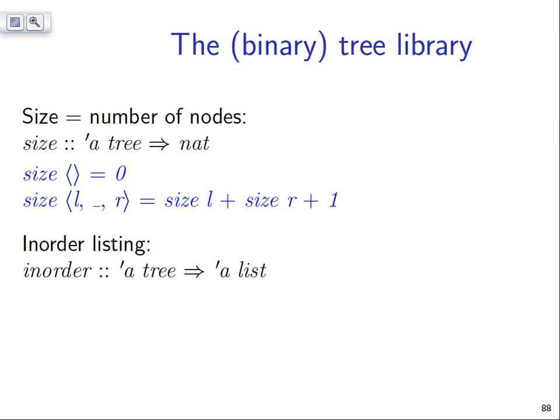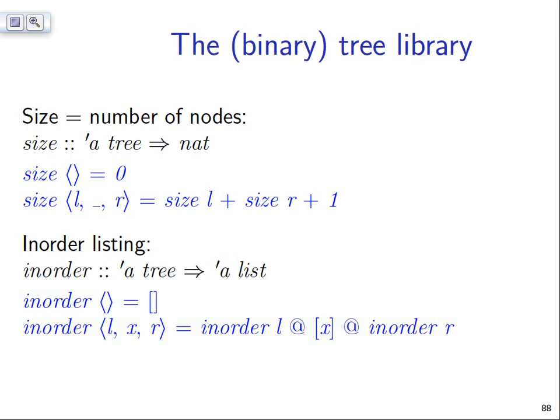I always think of it as a projection, so you have this two-dimensional tree, and then you project it onto the x-axis. That is just a recursive function that walks the tree, and for the empty tree you get the empty list back. And for a node, you take the inorder listing of the left, then the element, and then the inorder listing of the right. Remember, this is the append function on lists.